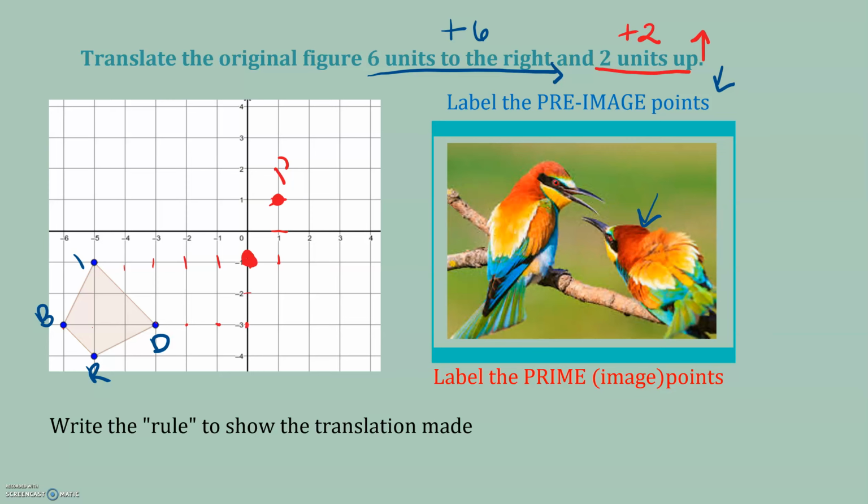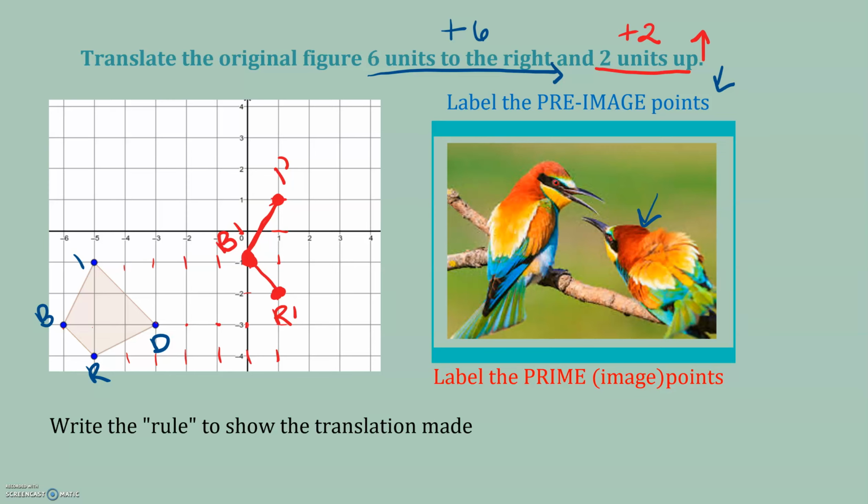This now is my B prime, and I can connect those points. All right, here we go. We're going to do R now. Let's count 1, 2, 3, 4, 5, 6, and up to 1, 2. I'm going to label it R prime because this is my image, and I can connect those points.